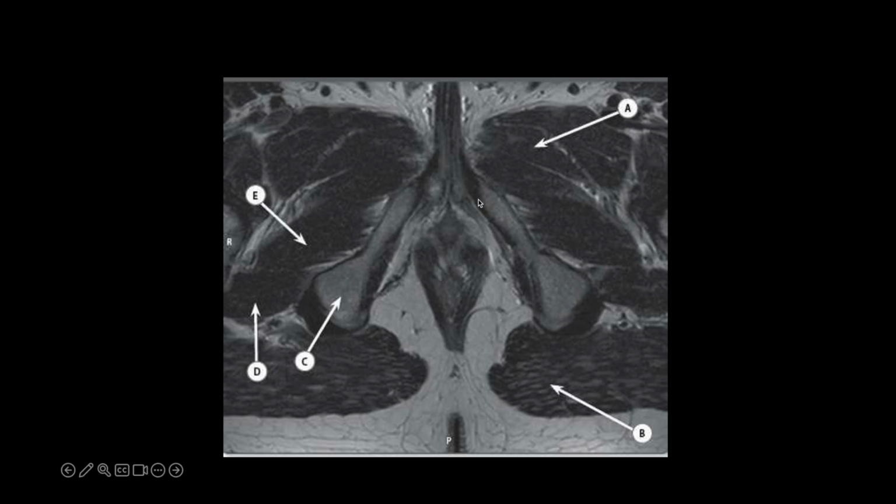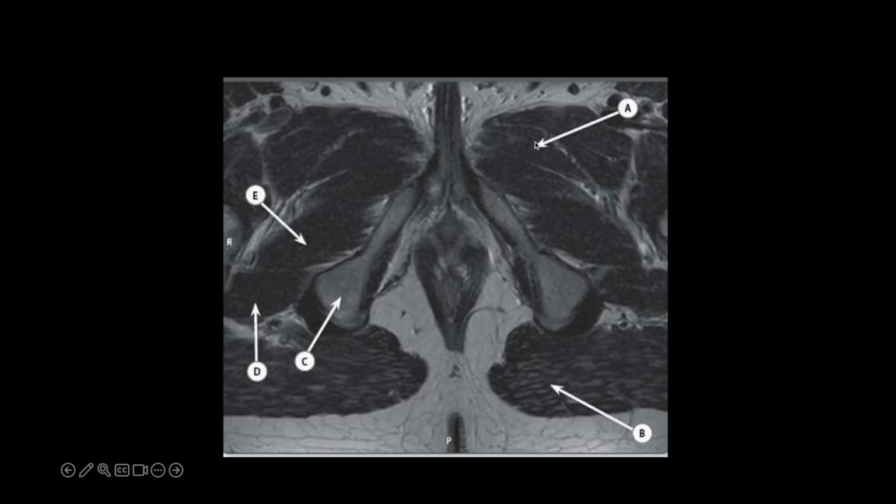Although we covered this in the lower limb lecture, I'm just going to say a few things. A is your adductor longus muscle. B is your gluteus maximus. Remember, it's got a little bit of fat marbling. C is your right ischium. D is your quadratus femoris muscle, which is between the ischium and then the femur, which comes like this. And sometimes this can be impinged in certain syndromes.